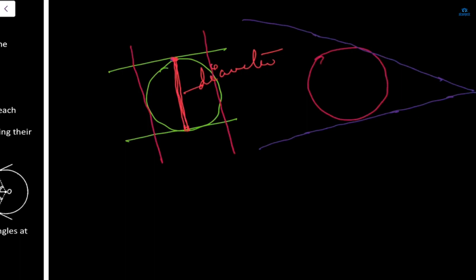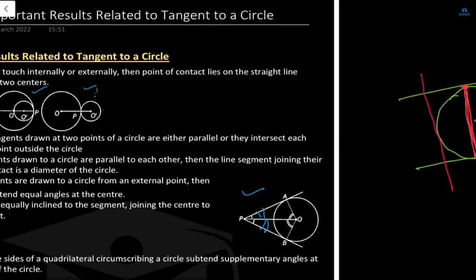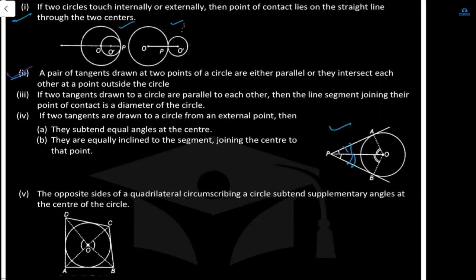And if they are parallel, then if you draw a line between the points of contact of two parallel tangents, it is going to be a diameter. And the fourth point: we have seen that if you draw two tangents from an external point, then these angles will be equal.